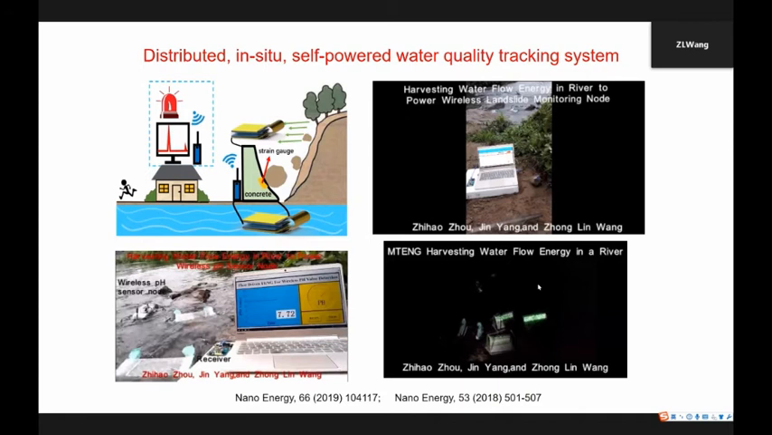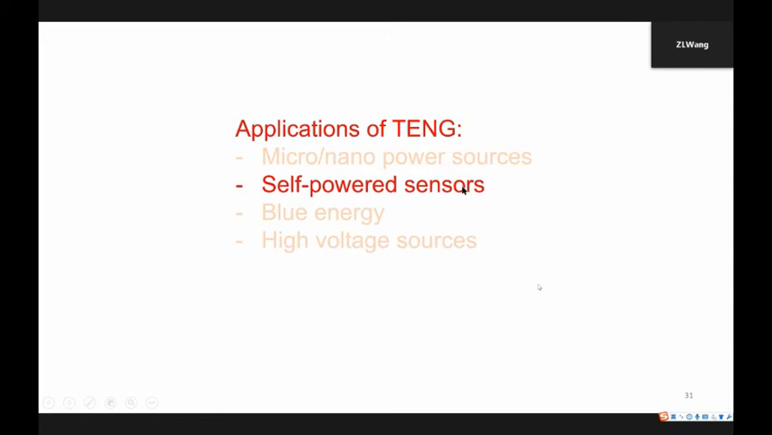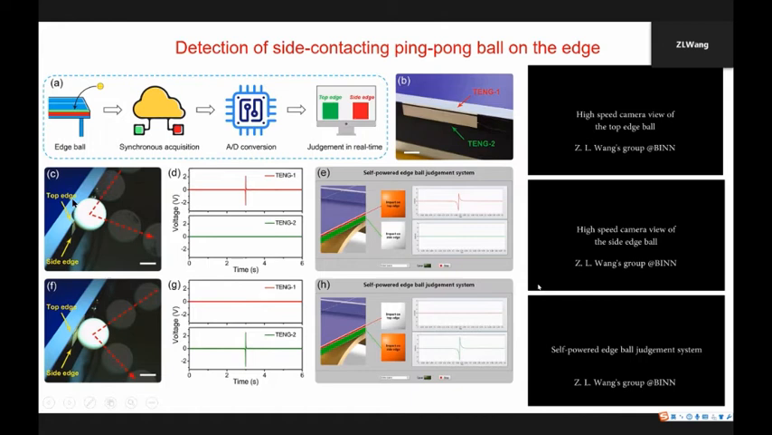Self-power sensor is another application for TNG. For example, when you play ping pong, if the ping pong ball strikes the table, you can strike on the top edge, it is a valid ball. But if you strike the side of the ping pong table, it is an invalid ball. Let me show this one.